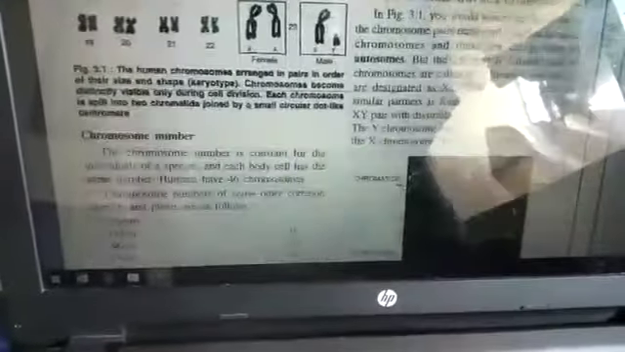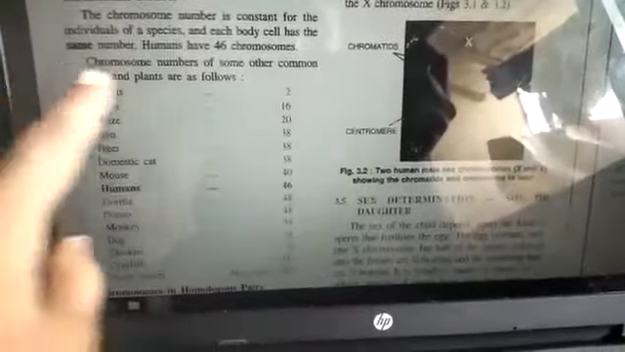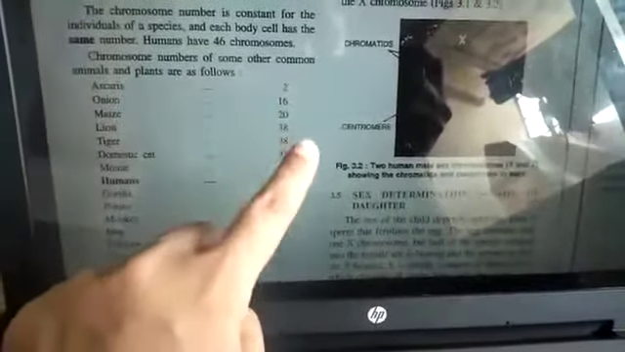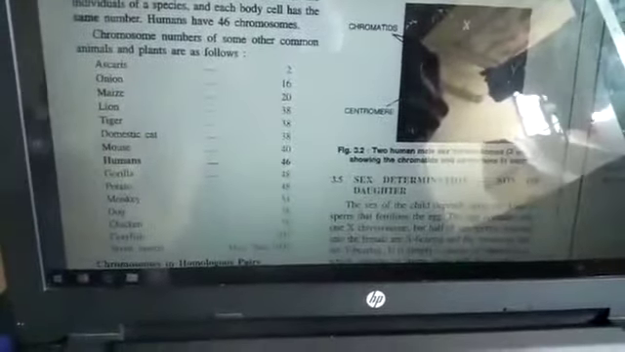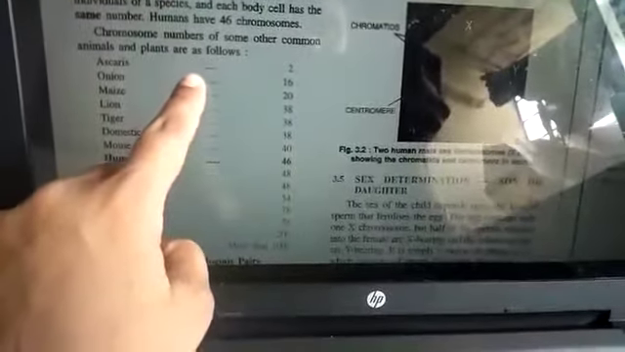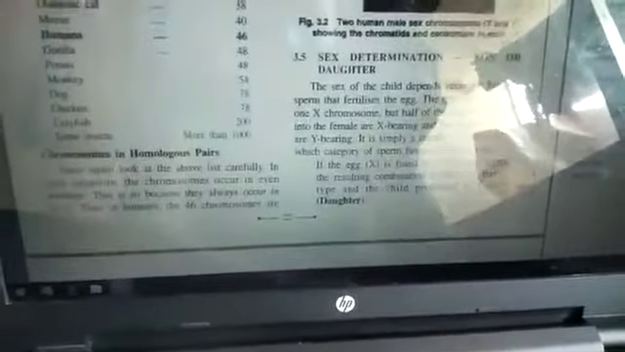Okay. Chromosome numbers. See, different chromosome numbers are being given to you. As I told you, humans have 23 pairs, that is 46 chromosomes. Ascaris has 2, onion 16, maize 20, lion 38, etc. These are the total numbers given to you. If you take the pair form, Ascaris has 1, onion has 8, this has 10, this has 17, 19, etc. Clear? They are always present in pairs.